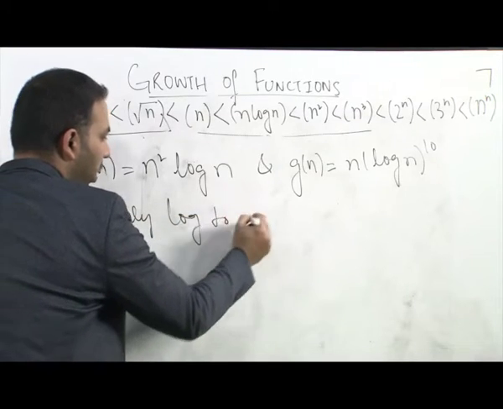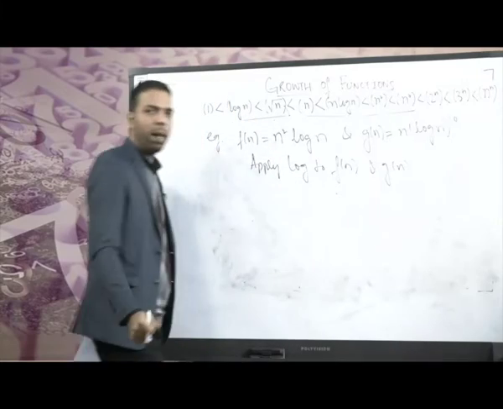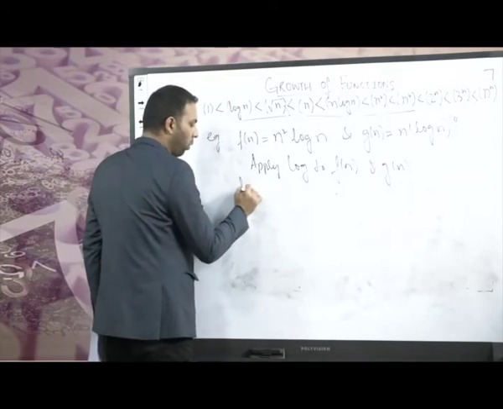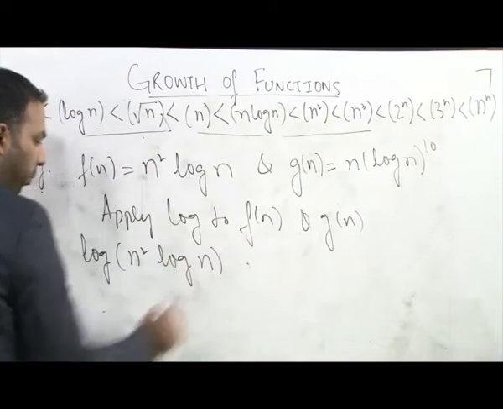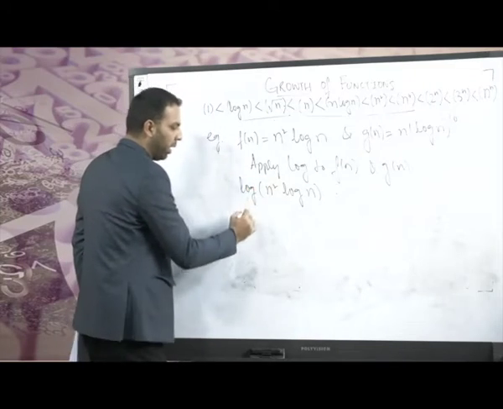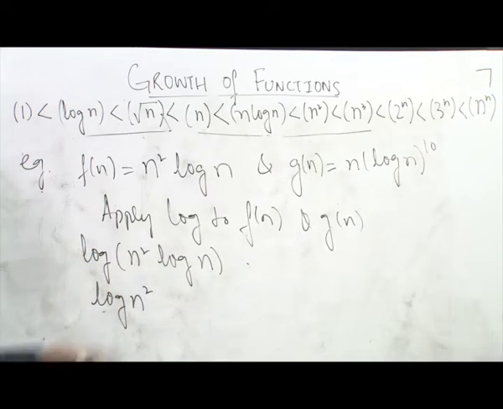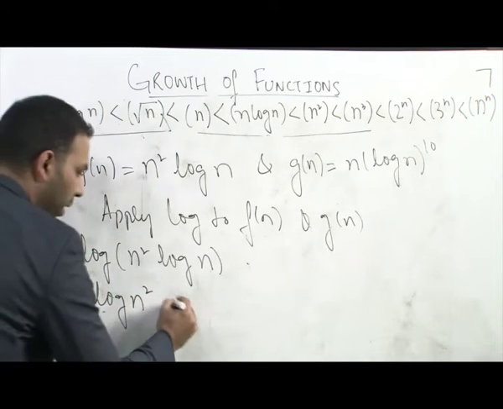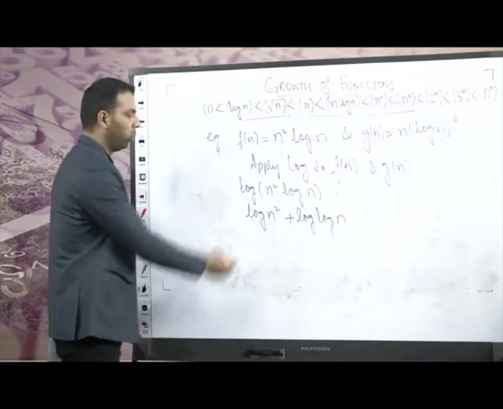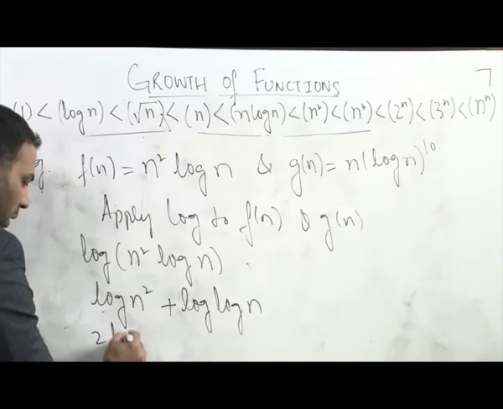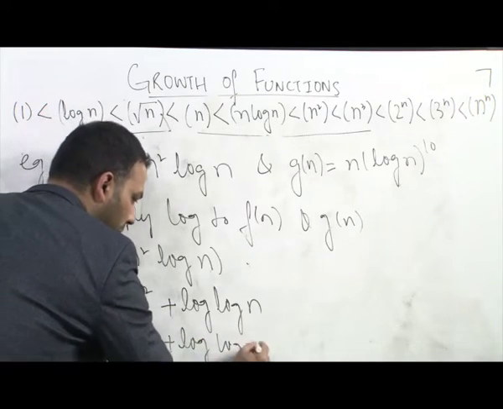Apply log to f of n and g of n. For f of n, it will be log of n square log n. We are multiplying, and you know log of a into b is log a plus log b. So it will be log of n square plus log of log n. Since this is log a raised to the power b, this will be 2 times log n plus log log n.